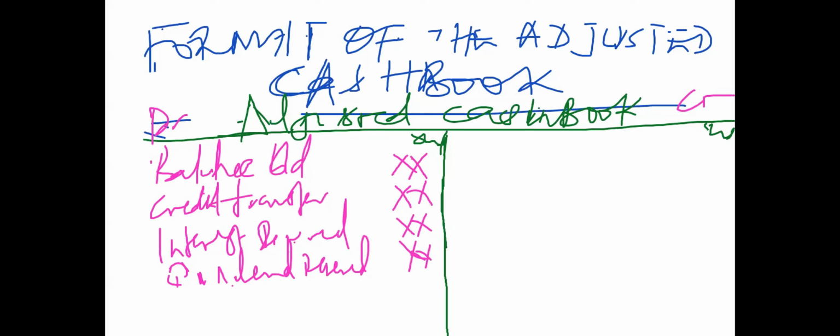I hope we can now pick this side. So let's now go to the credit side. Let's go to this side of the transaction. So the credit side of the adjusted cash book, we also look at the common things that are always there.